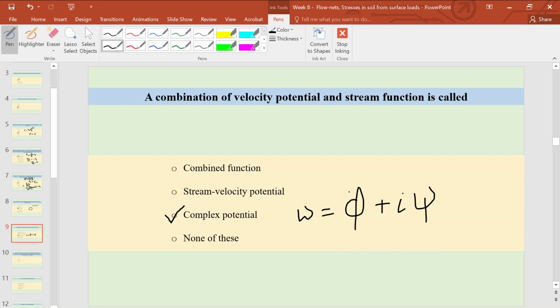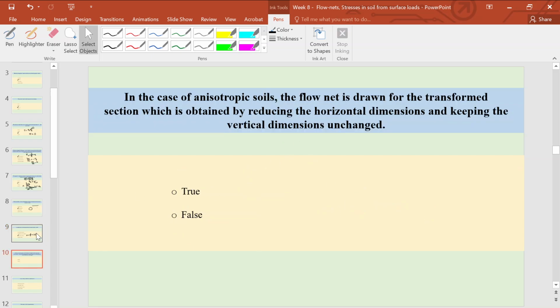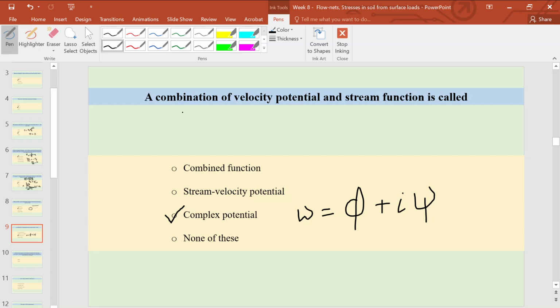This is generally not of any use because it's just a definition. I have not seen this particular thing being applied over here, but it might be in some scenarios. Anyway, it is always good to know. So the combination of velocity potential, that is phi, and stream function, this is xi, is called complex potential.